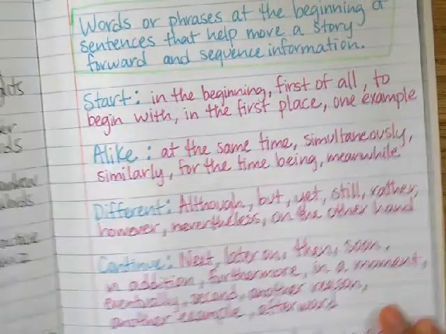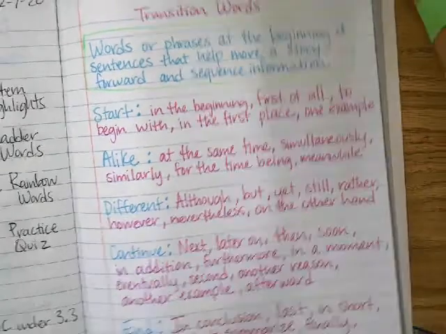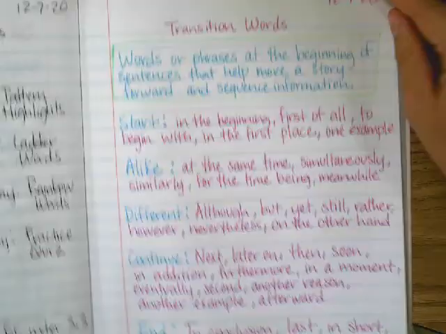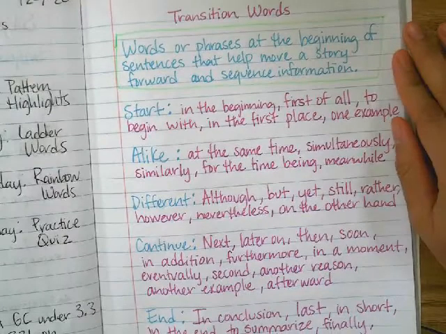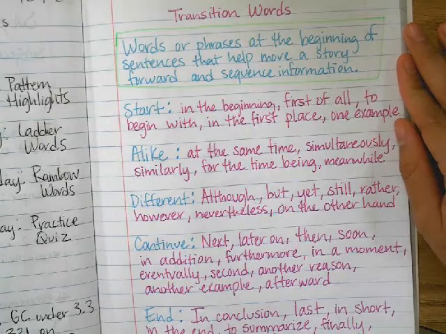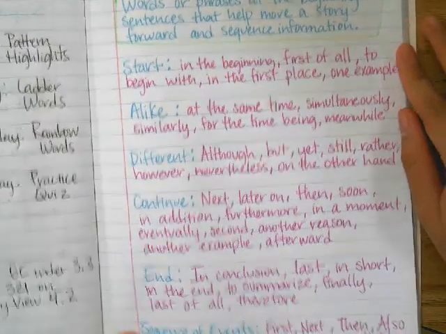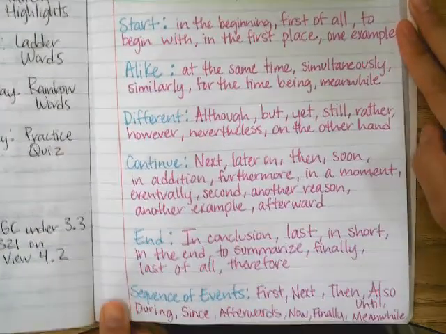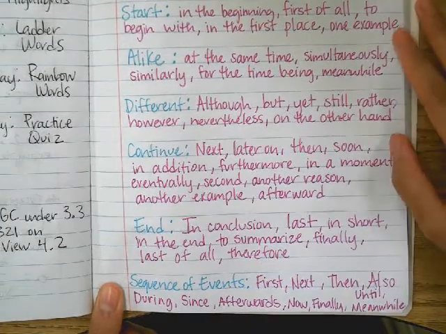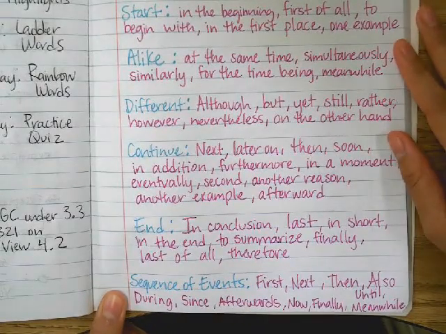Okay, and for our notes on grammar, we had transition words. So transition words are words or phrases at the beginning of sentences that help move a story forward and sequence information. So we wrote a list of words for start. So that was in the beginning, first of all, to begin with, in the first place.